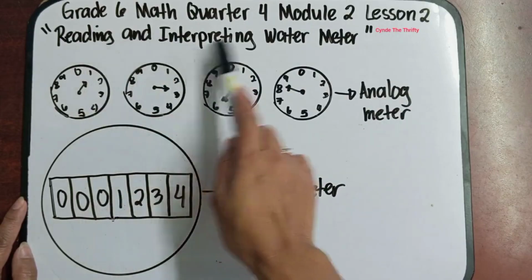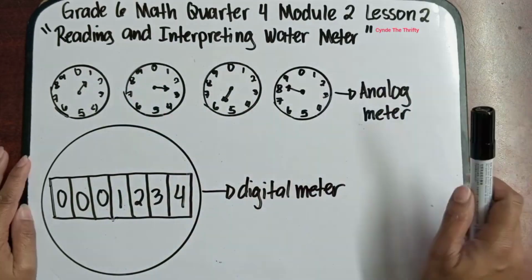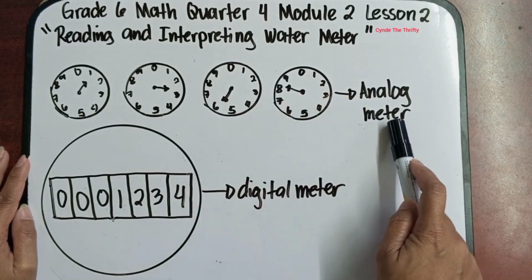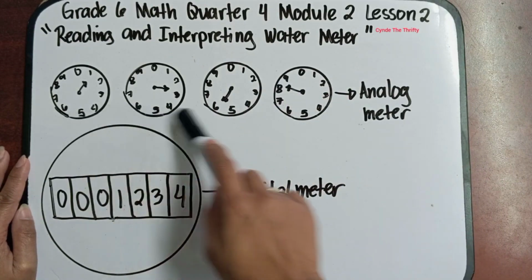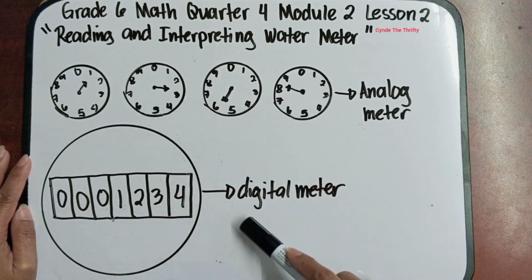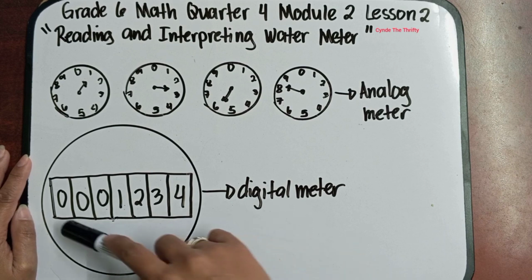Reading and interpreting water meter. Meron tayong dalawang klase ng water meter. So, meron tayong tinatawag na analog meter. Meron kayong makikitang 4 na dial. So, ito yung tinatawag nating analog meter. Meron namang digital meter na merong 7 dial.